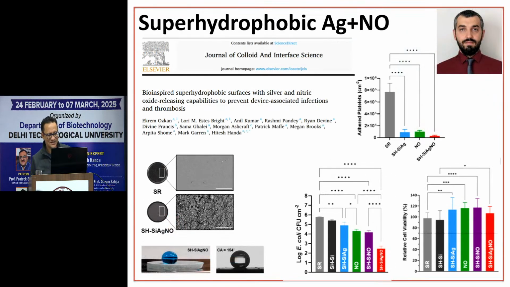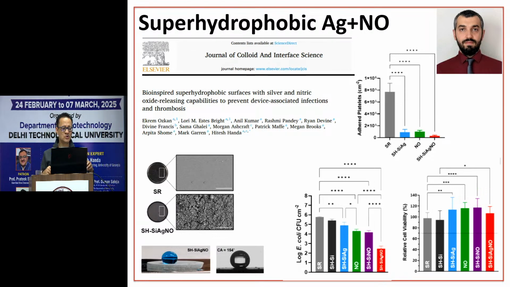This study is, so Akram was a postdoc in our lab and he did a lot of good work. He did his PhD at University College London and he was very good at making super hydrophobic surfaces. So this work, you can see the contact angle is 154 degrees on his surfaces. This is a silicone rubber and after he adds his coating to it, it makes the surface super hydrophobic.